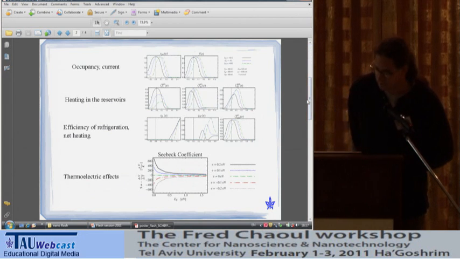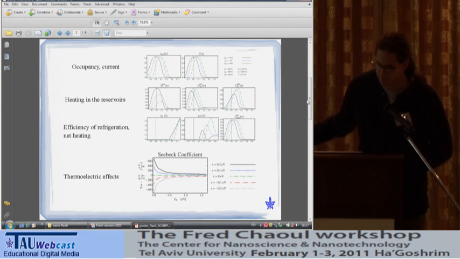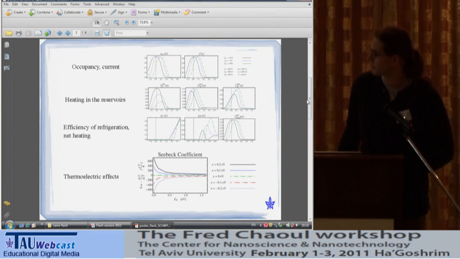From that, we build a model where we include thermal reservoirs for the leads and one associated with the molecule. We compute the heating effects in all of these reservoirs, calculate the efficiency of the effect, and compute the Seebeck coefficient. One interesting addition that this work provided was an understanding of how the inclusion of reorganization energy affects the heating and thermoelectric effects.